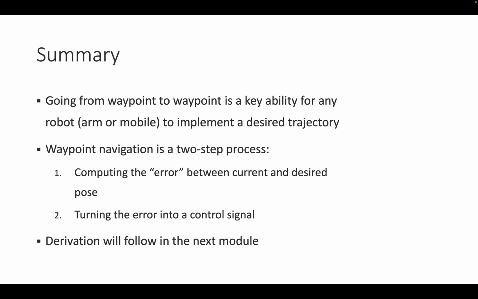So in summary, going from waypoint to waypoint is not just a key ability for a mobile robot, but it is essentially the way to implement any desired trajectory, be it for mobile robots or arms. Waypoint navigation is a two-step process. First, we have to compute some kind of error between the current and the desired pose, and then we have to turn the error into a control signal. We have done this for a mobile robot using differential wheel kinematics. This can also be done for a car-like robot. It can be done for a robotic arm, and we will do some of this in next week's module.